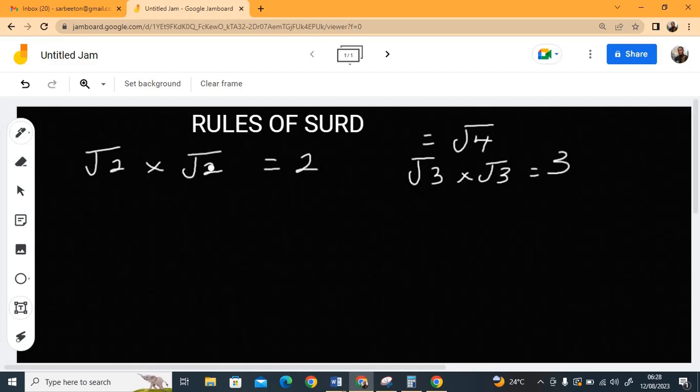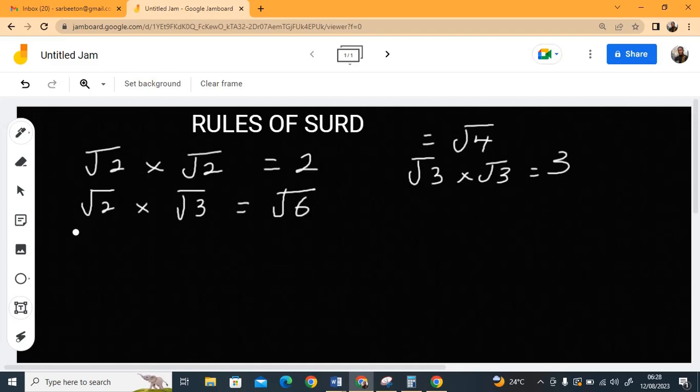What if they have different numbers in the root? Let's say we have root 2 times root 3. Multiplication doesn't care whether they are the same or they are different. It's going to multiply. So 2 times 3 is 6. So your answer here would be root 6.